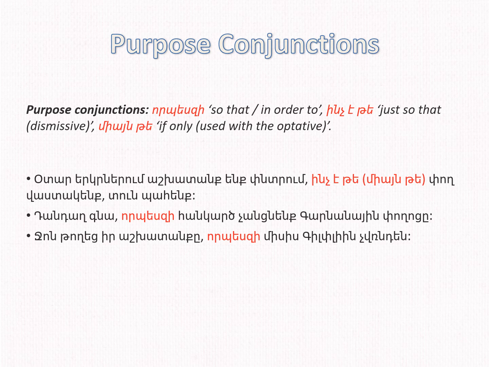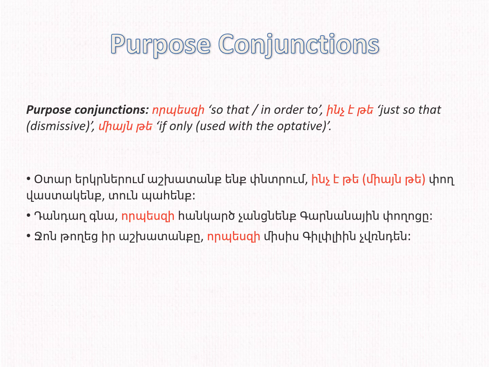Օտար երկրներում աշխատանք ենք փնտրում, ինչեթե միայնթե փող վաստակենք տուն պահենք. We look for work in foreign countries just so that we can earn money and support our family. However, the main conjunction is vorpezi, meaning so that or in order to. It introduces a clause that answers the question, for what purpose? At the same time, Armenian also allows the conjunction vor in this function.